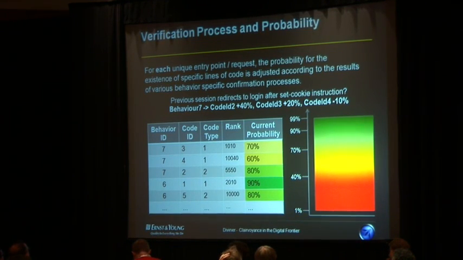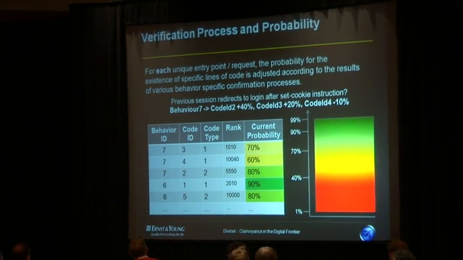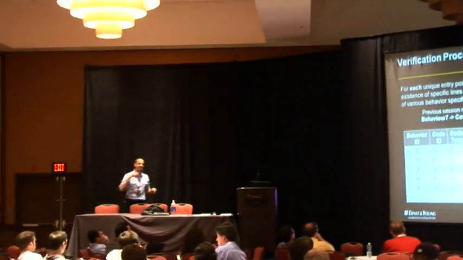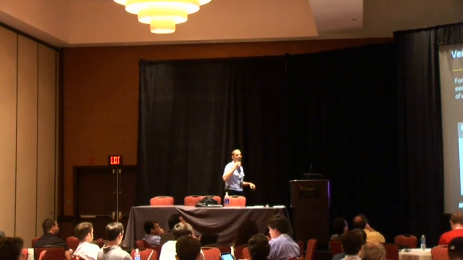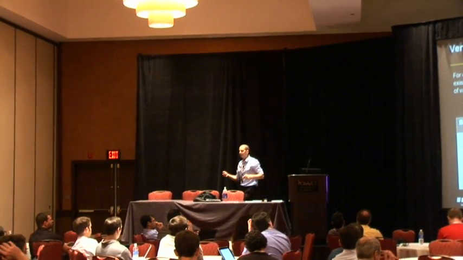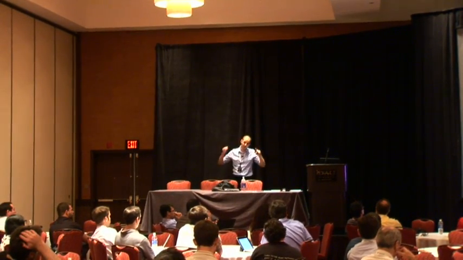So let's take the example we used earlier. If we have a behavior that replaces the session identifier, I might test whether or not the previous session is actually still alive. If the previous session identifier is still alive, then the probability for the set header line of code rises. If it's not, then the probability for the invalidate line of code rises.